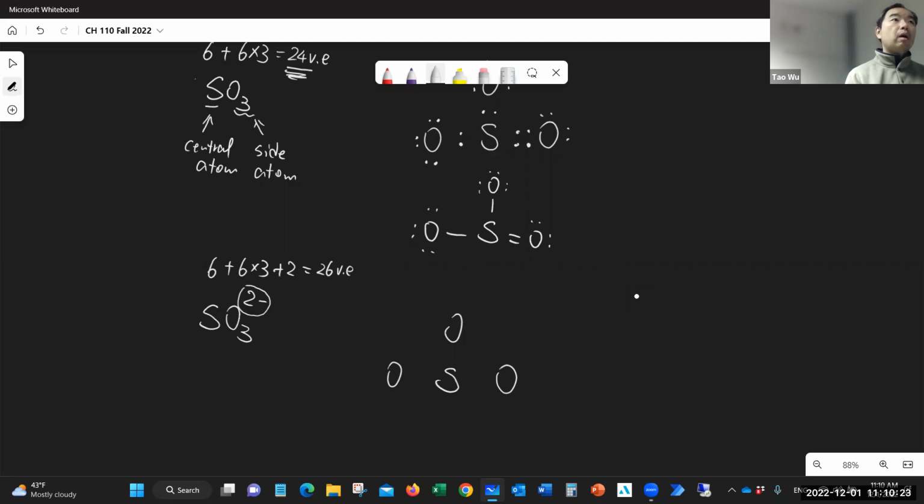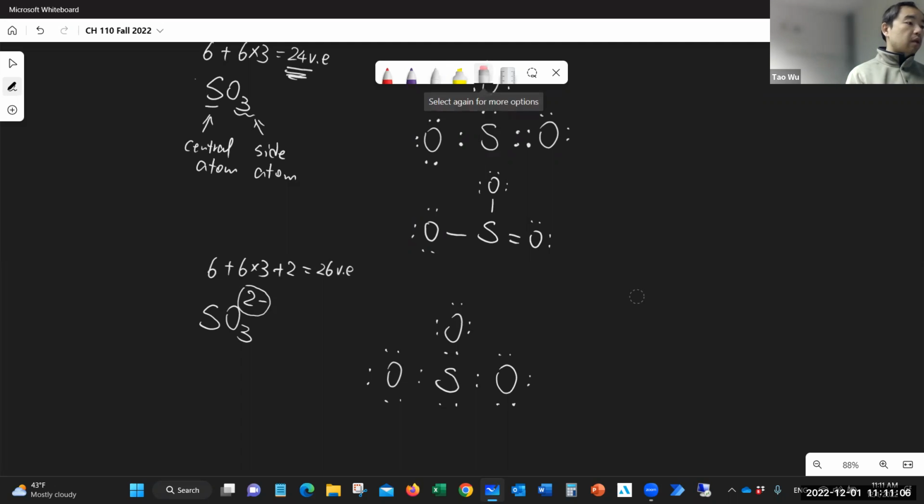So the structure will be completely different from the original SO3. We put those dots over here, then assign 8, 10, 12, 14, 16, 18, 20, 22, 24, 26. Once you've assigned 26 dots, you realize everything is an octet. You don't have to make any double or single bonds anymore. Each oxygen has 8, and the sulfur also has 8.